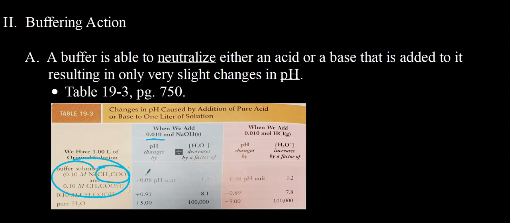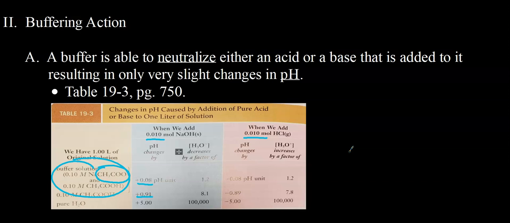Quite the difference between adding the base to this solution versus adding it to pure water, or even to the solution of acid by itself. Look at that. It goes from increasing by 0.91 to increasing by not even 0.1. Likewise, adding 0.01 moles of acid to our buffer, the pH is going to go down by 0.08, and an increase in the hydrogen ion concentration by a factor of 1.2.